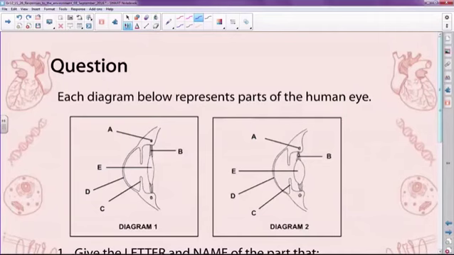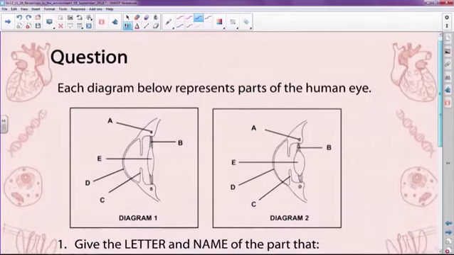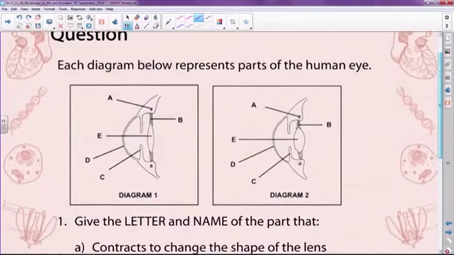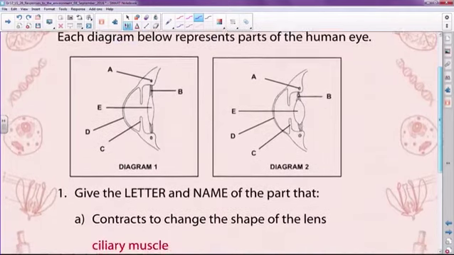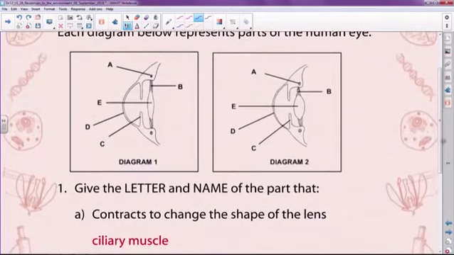Don't tell me that was too quick, because I know that you've done it quick enough. So first of all, give the letter and the name for each of the parts. First one, contracts to change the shape of the lens. If you have a look, it's your ciliary muscles. It's A. It's not your ciliary ligaments. It is the muscles that contract. So it is A and the ciliary muscles.